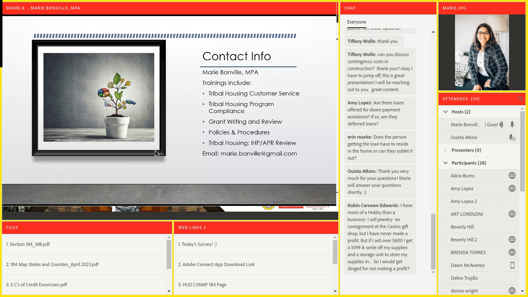Does the person getting the loan have to reside in the home? Yes. So in the case of Section 184, they do need to be primary residents. You have to be in the home. It's not an instrument for investment. Now, as I said, with the types of units, you could potentially put a duplex, but one of those units has to be the borrower's primary residence. So for a single family home, the person has to be in the home. If it's more than one unit, they need to be in one of those units in order to qualify.